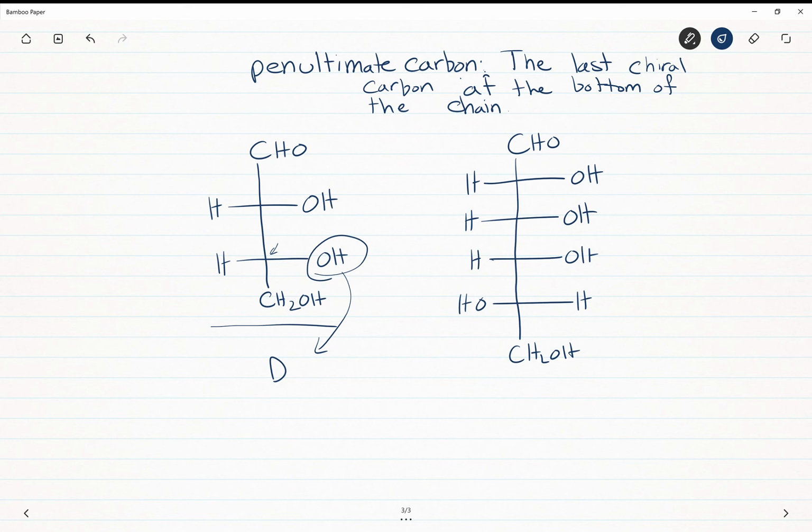So even though it was only 2 carbons down for the last one, for this one, 1, 2, 3, 4 carbons down, we locate the penultimate carbon because it is the last fishboned carbon. Again, we now want to assess which side the OH is on. Is it on the left or the right? And we notice it's on the left. And so if it's on the left, it is L configuration.